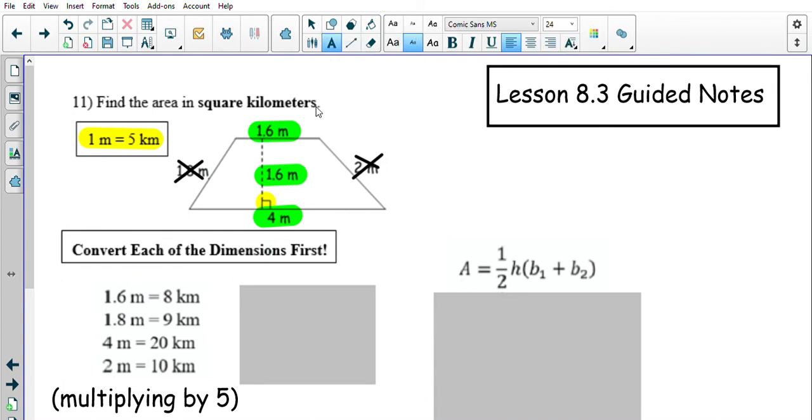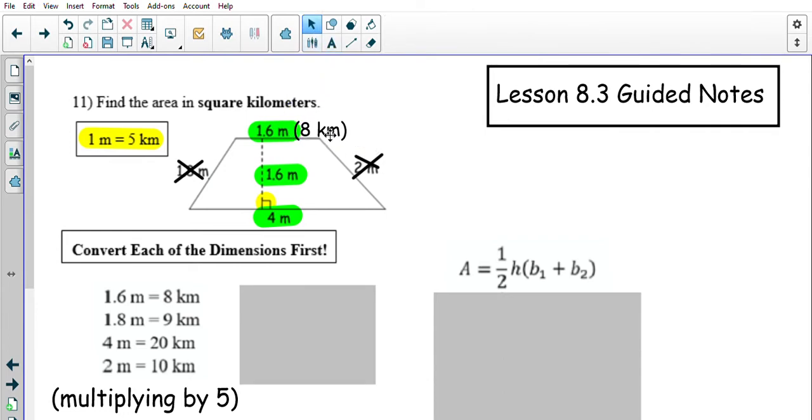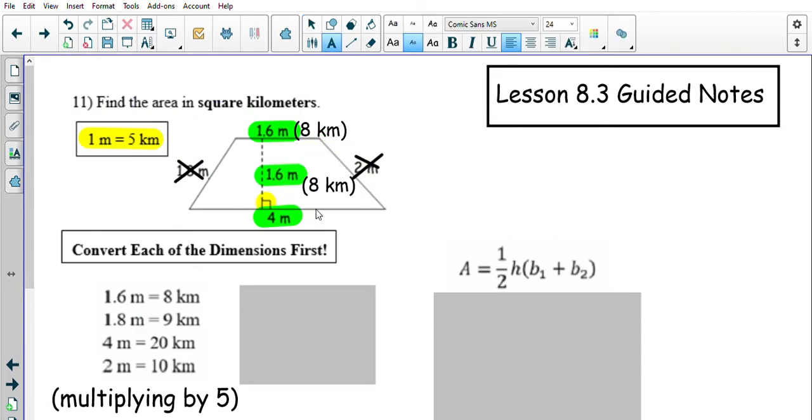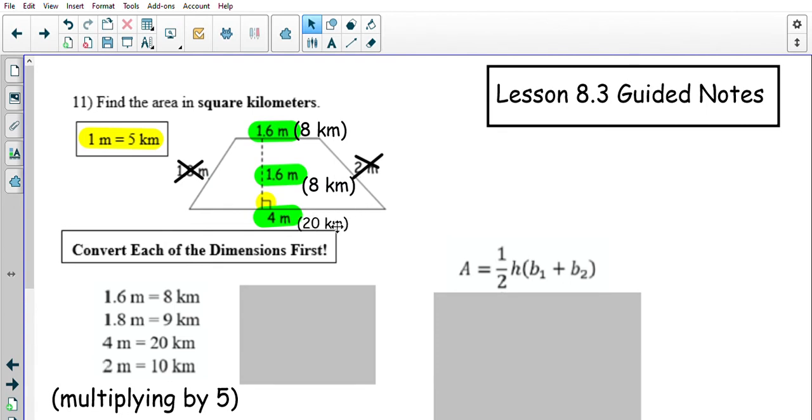So the 1.6 meters is 8 kilometers. So I'm going to type that right next to it so we have it. And then I know the height is also 8 kilometers, so I'm going to slide that over here. And then our 4 meters is going to be 20 kilometers, so I'll put that right here. So let's plug these into our formula.